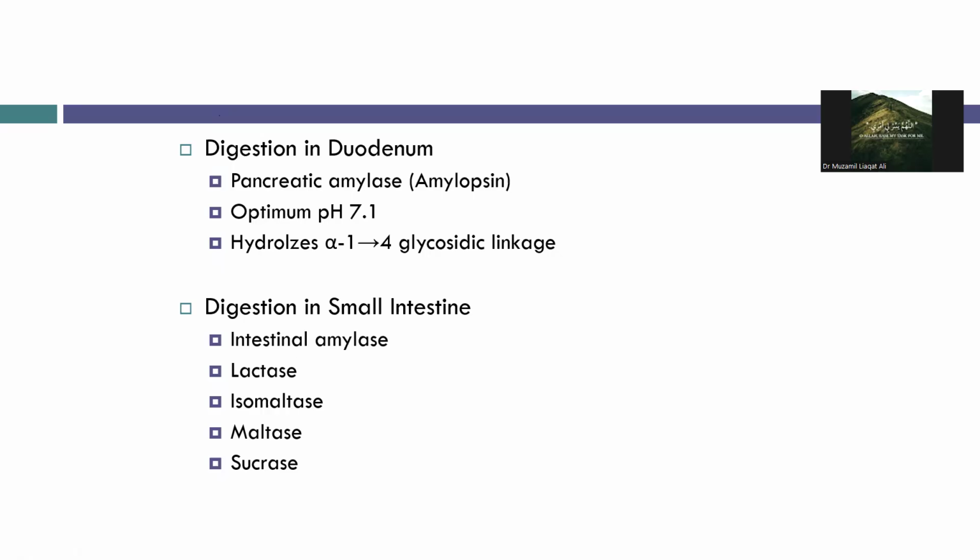These are membrane-bound enzymes. Any deficiency here produces osmotic diarrhea, because undigested disaccharides draw water into the lumen and are fermented by colonic bacteria, producing gas and short-chain fatty acids.